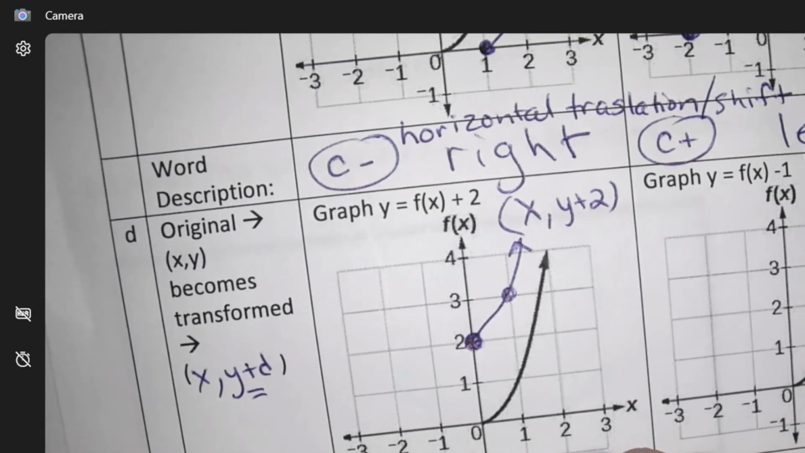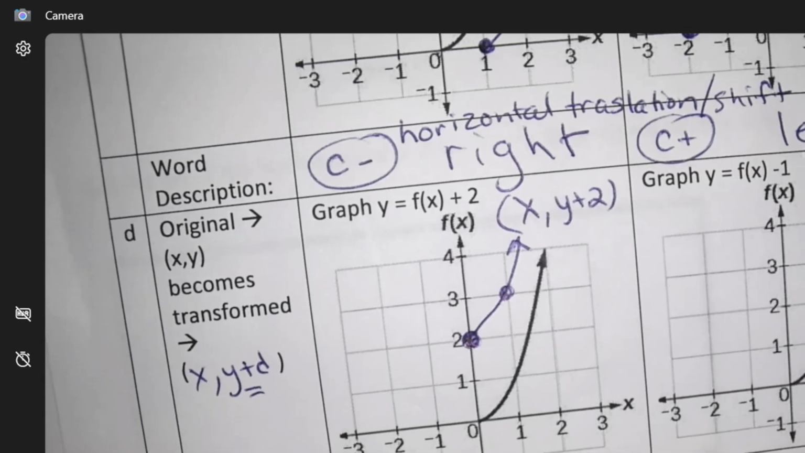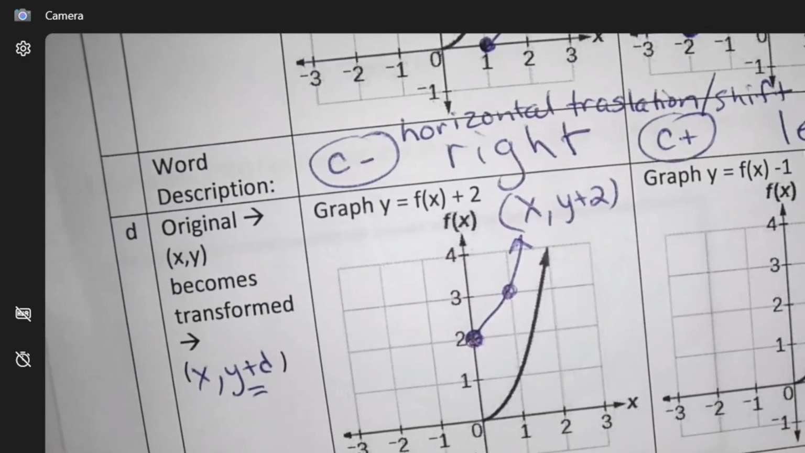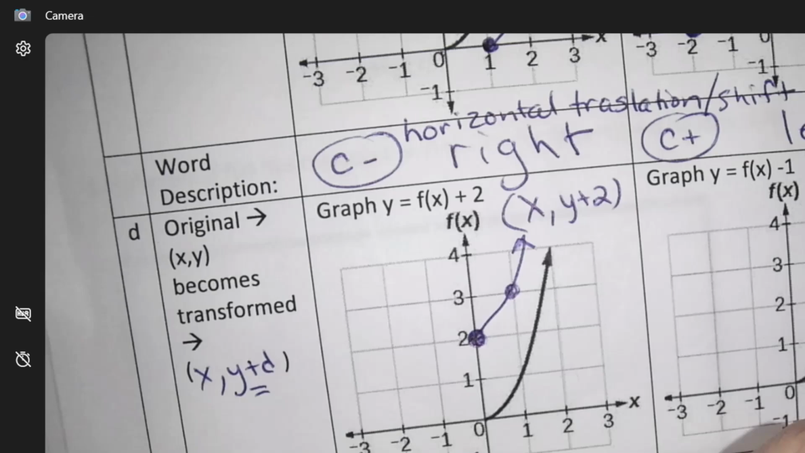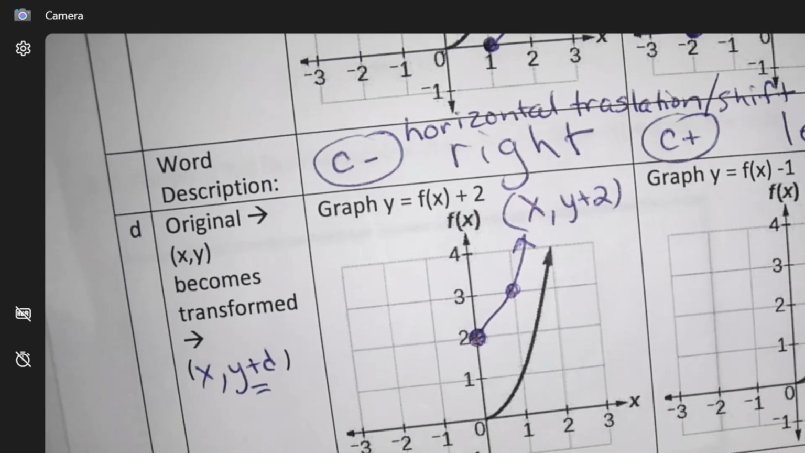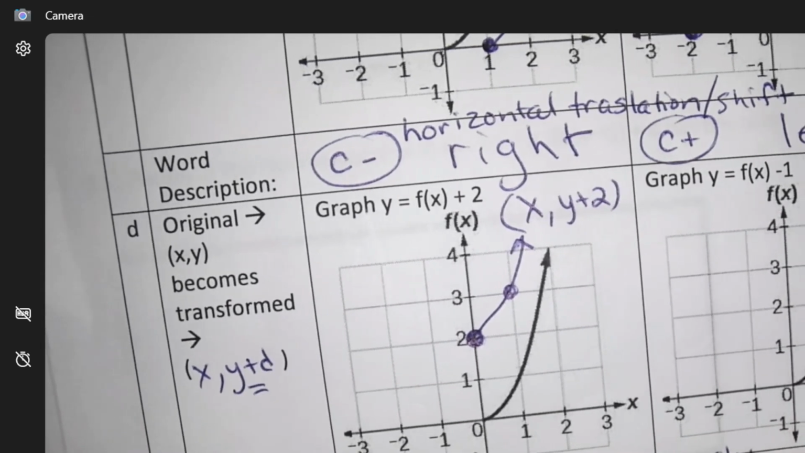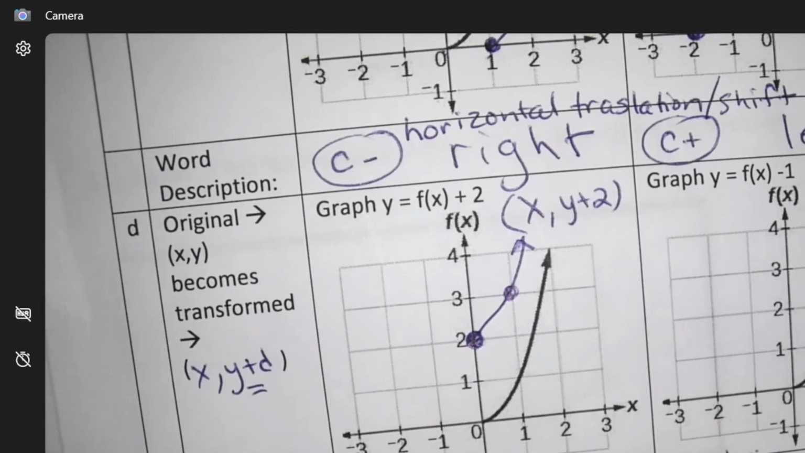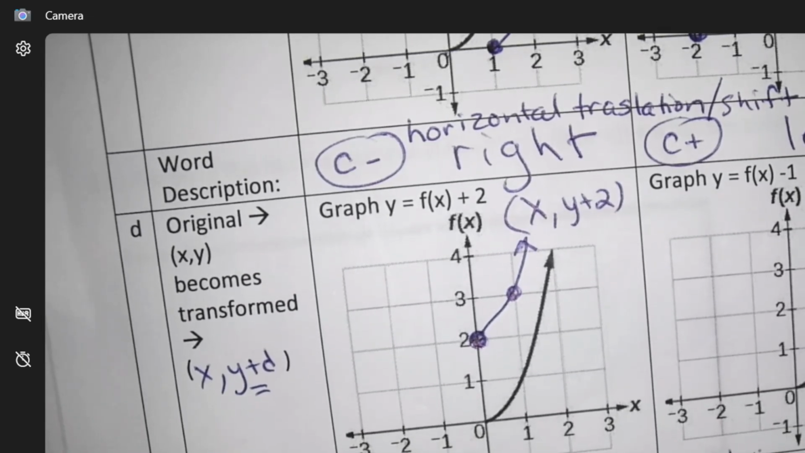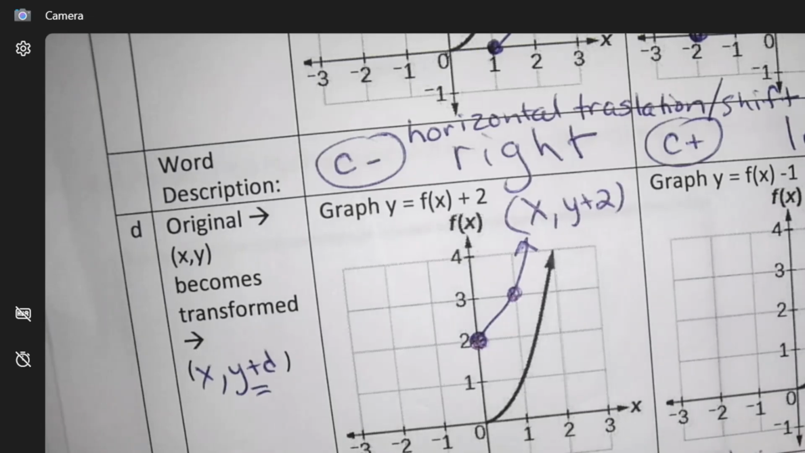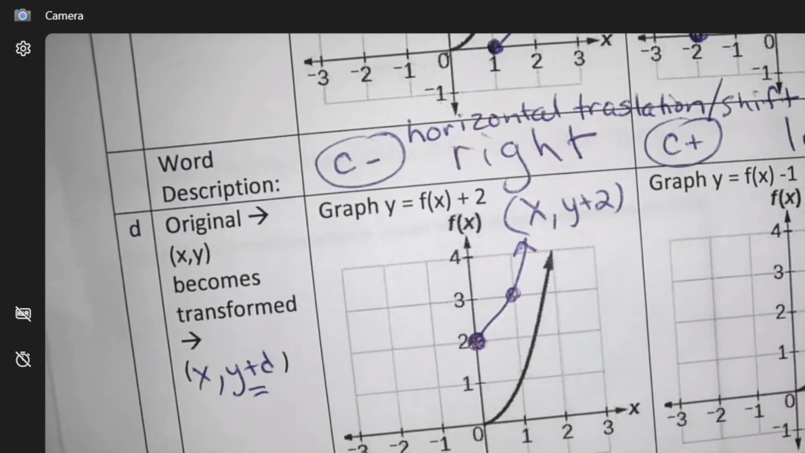Okay, so the conclusion: if D is a plus, then we are going to do a vertical translation or shift. So we're going to be doing a vertical shift. If D is plus, we're going to go up.